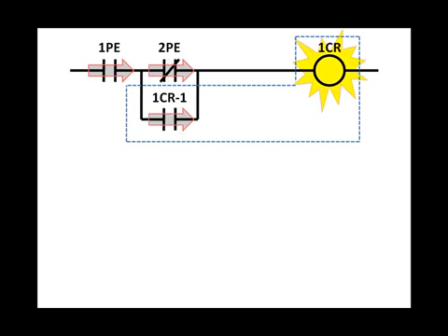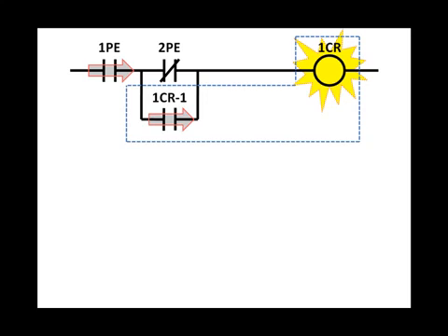The only method of de-energizing this relay is when photo I1 normally open contact, that's 1PE normally open contact, goes false, thereby dropping out 1CR coil, which sends 1CR-1 back to the normally open state.